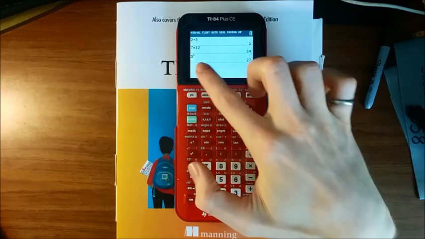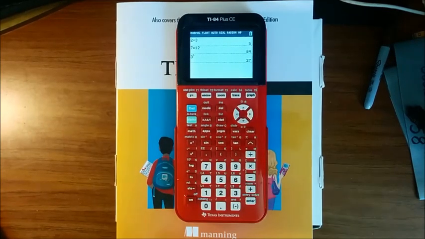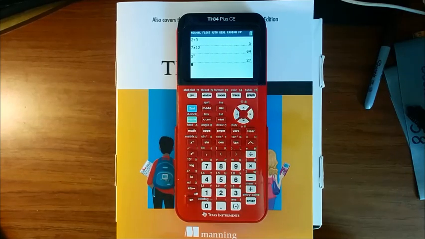This fancy exponent 3 is called MathPrint, and it's a special feature of the newer TI-84 family calculators. However, it can be a little bit confusing. For example, say you wanted to cube 3 and then add 1. The answer would, of course, be 28.